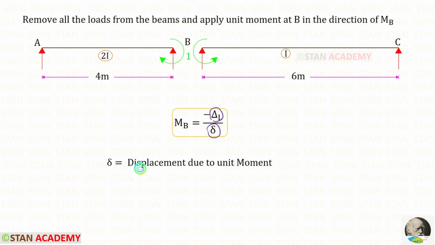Delta is the displacement due to unit movement. We have to remove all of the loads from the beams, and we need to apply unit movement at B in the direction of MP. Let us assume that MP is a hugging movement. In AB, it would be acting in the clockwise direction, and in BC, it would be acting in the anti-clockwise direction.